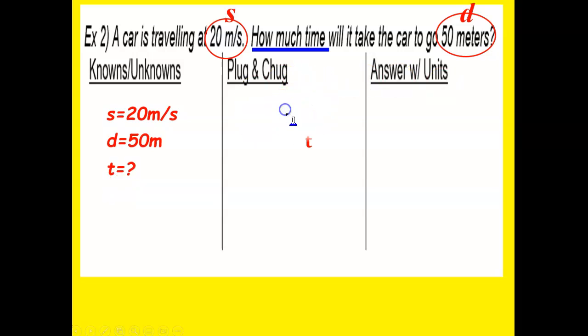So again, you write your formula, you plug in all the information. If you plug everything in, you're solving for T. You can either solve for T algebraically, or you can use this other formula in which I've rearranged to solve for what you're solving for. Since I'm solving for T, if you use this formula, T is equal to D over S, meaning distance over speed, you will solve for time.